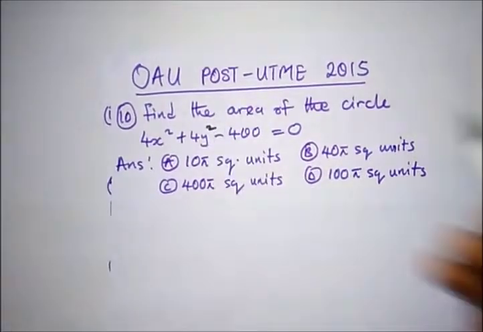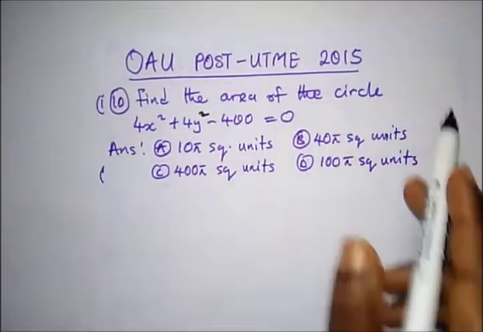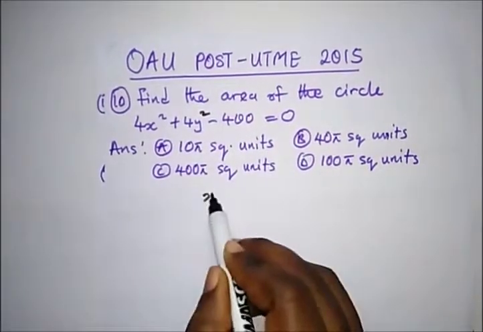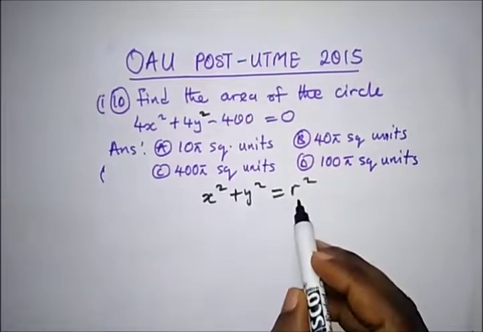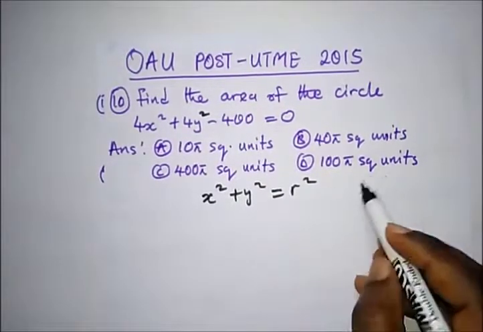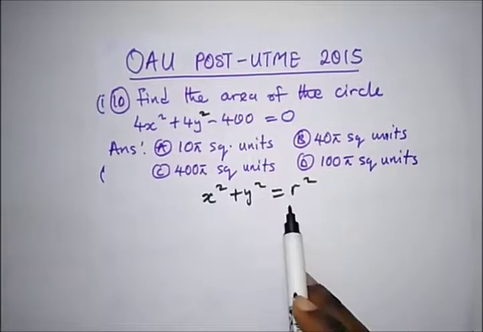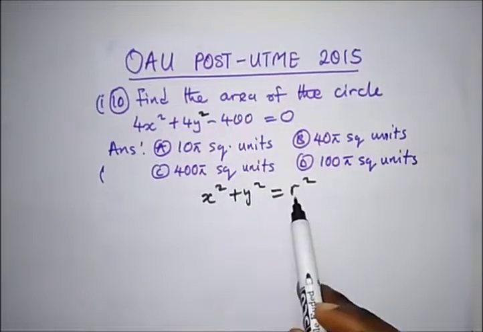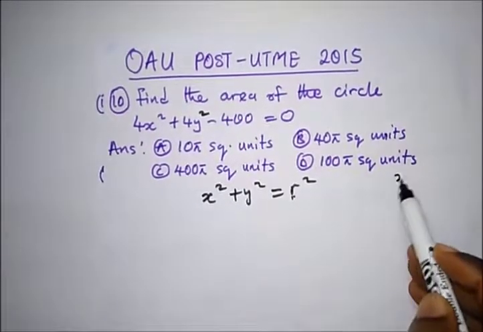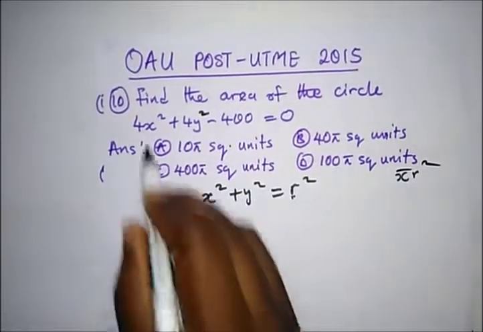There should be a square here. So how do we do this? Remember, the equation for a circle is x squared plus y squared equal to r squared, with the center at the origin, that's at 0. So here r is our radius. So we have to make this equation look like this, so we'll get our radius, and the area of a circle is pi r squared. Okay, so let's simplify this.